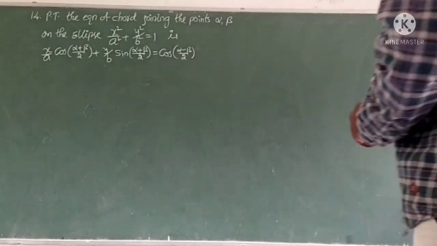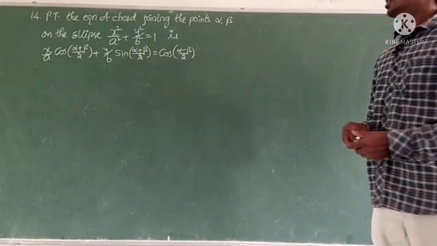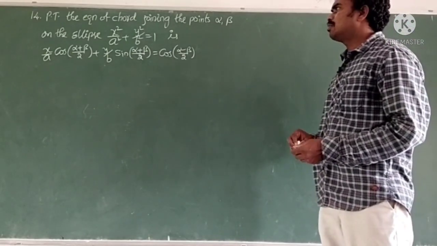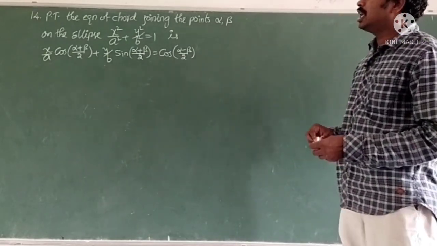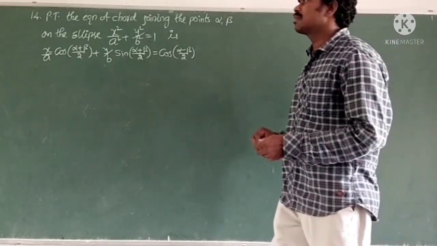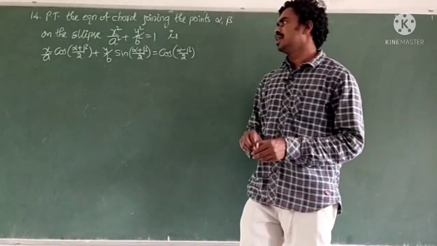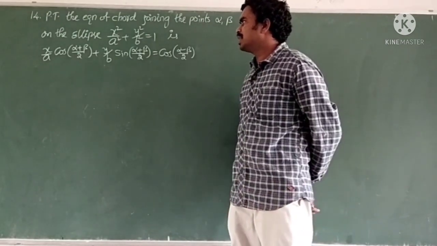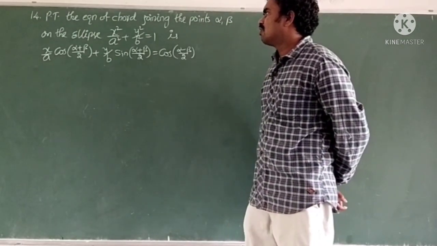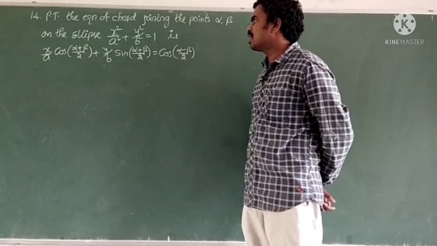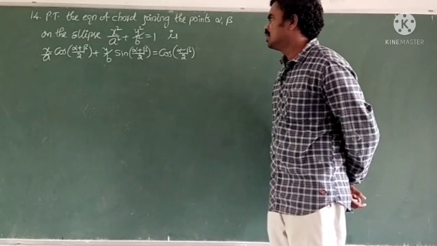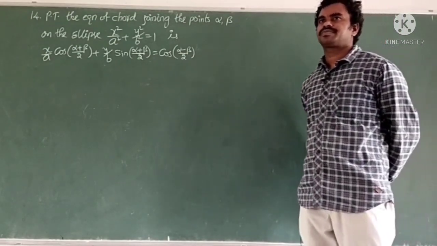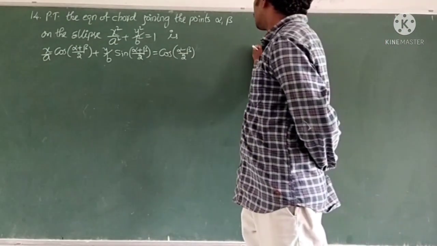Yes, next 14th question. Prove that the equation of chord joining the points alpha comma beta on the ellipse x square by a square plus y square by b square equal to 1 is x by a cos of alpha plus beta by 2 plus y by b into sin of alpha plus beta by 2 is equal to cos of alpha minus beta by 2.